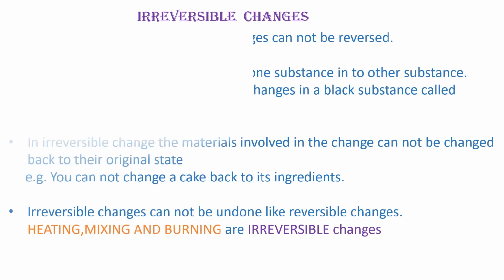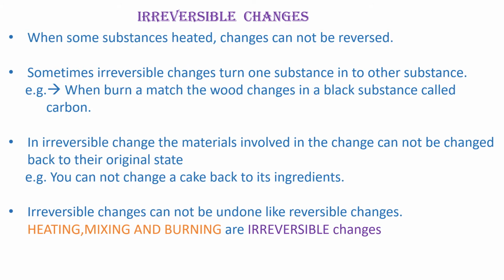So irreversible changes. Irreversible changes means when some substance is heated, then the changes cannot be reversed. Sometimes the irreversible changes turn one substance into another substance. We can take an example. When you burn a match, the wood changes into a black substance called carbon. You will see that the wood changes into a black substance, that is carbon.